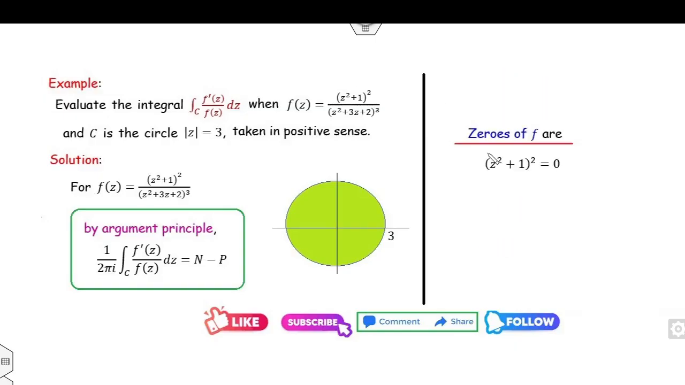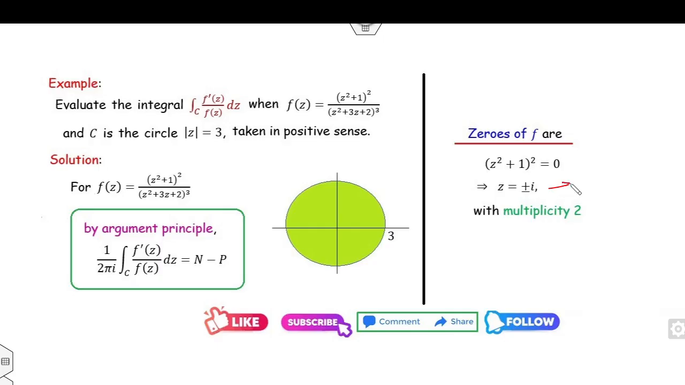So let's firstly start with the number of zeros. Can you find the value of z? z square plus 1 is 0, so z is plus minus iota, with multiplicity. Can you find the multiplicity? Because you can see the power of the given function is 2, the multiplicity is 2.